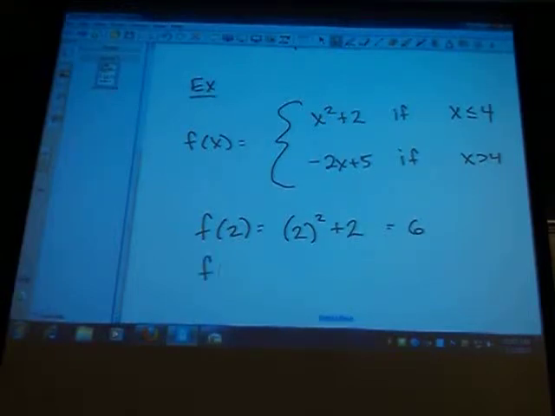What about f of 5? Do we want to use the first equation or the second equation? The second one, because 5 is greater than 4. It would fall into that second category. So I plug 5 into the second equation, negative 2 times 5 plus 5. That's negative 10 plus 5, which is negative 5.